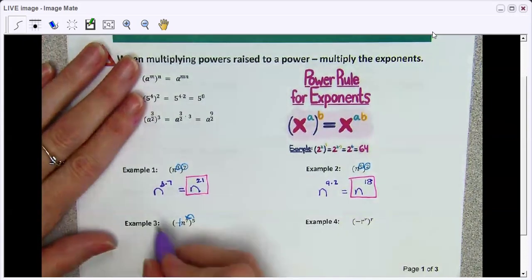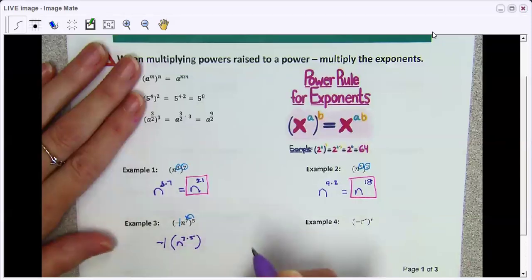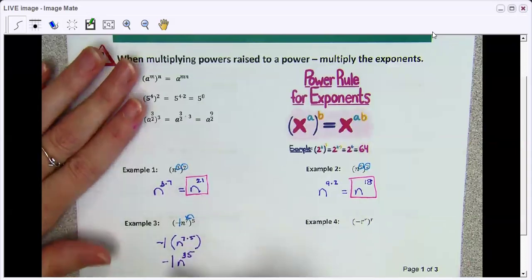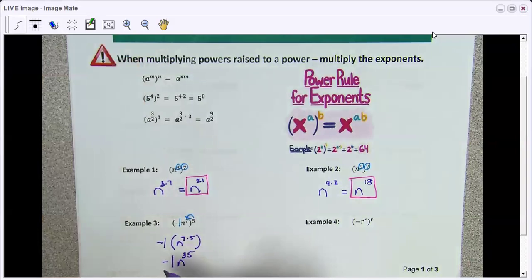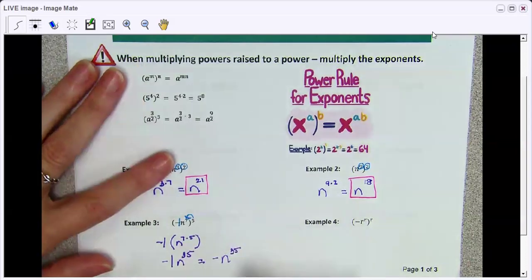So we have -1 times n to the power of 7 times 5. -1 times n to the power of 35. And we do not have to have the -1 there. So I end up with -n to the power of 35. And that's my final answer.